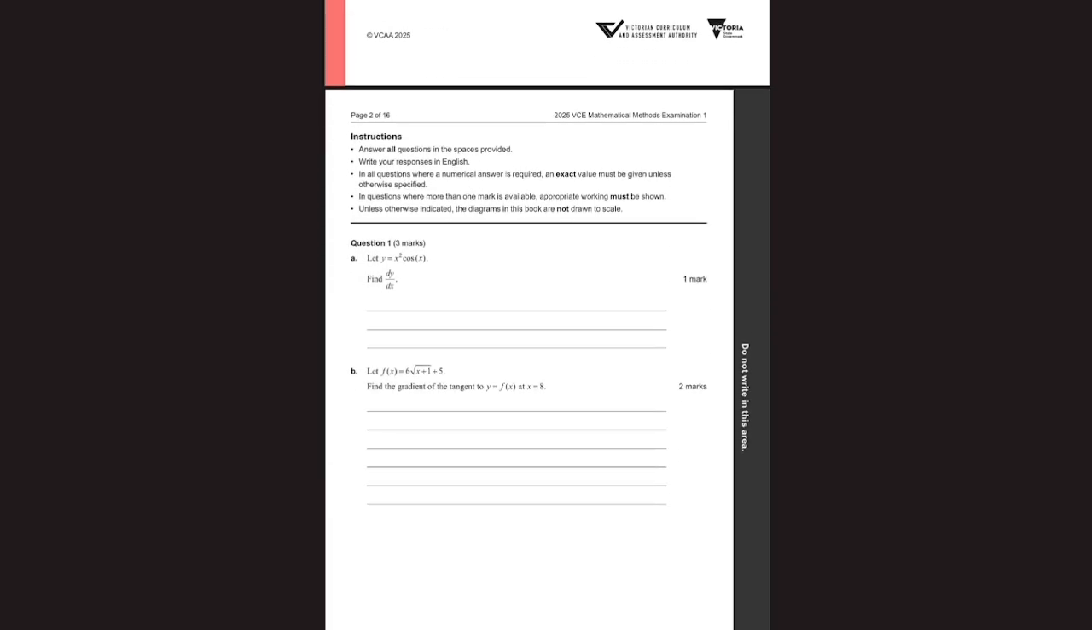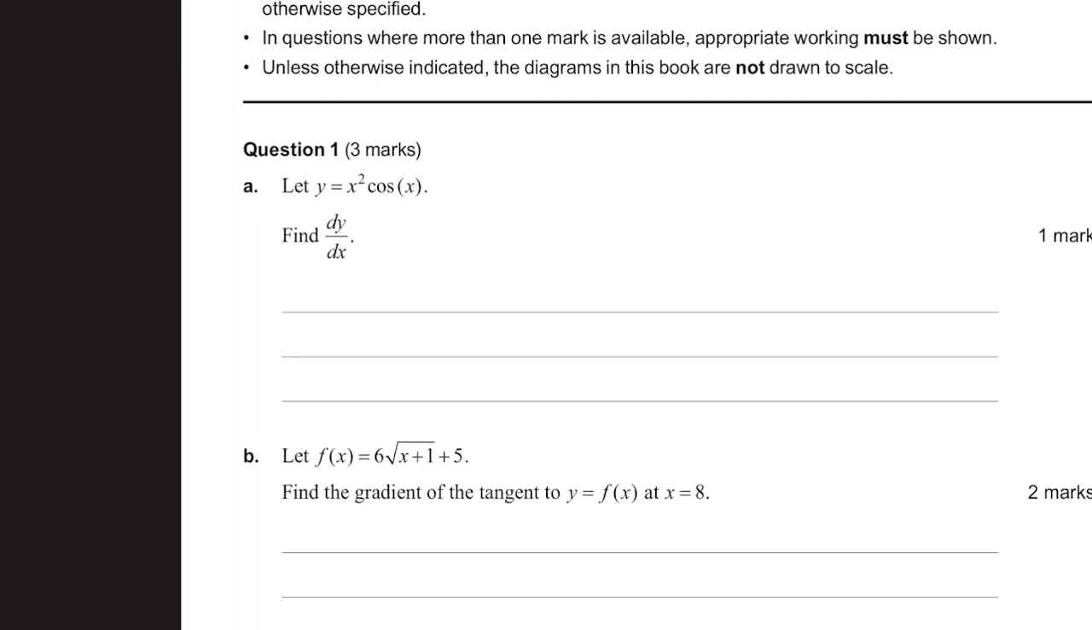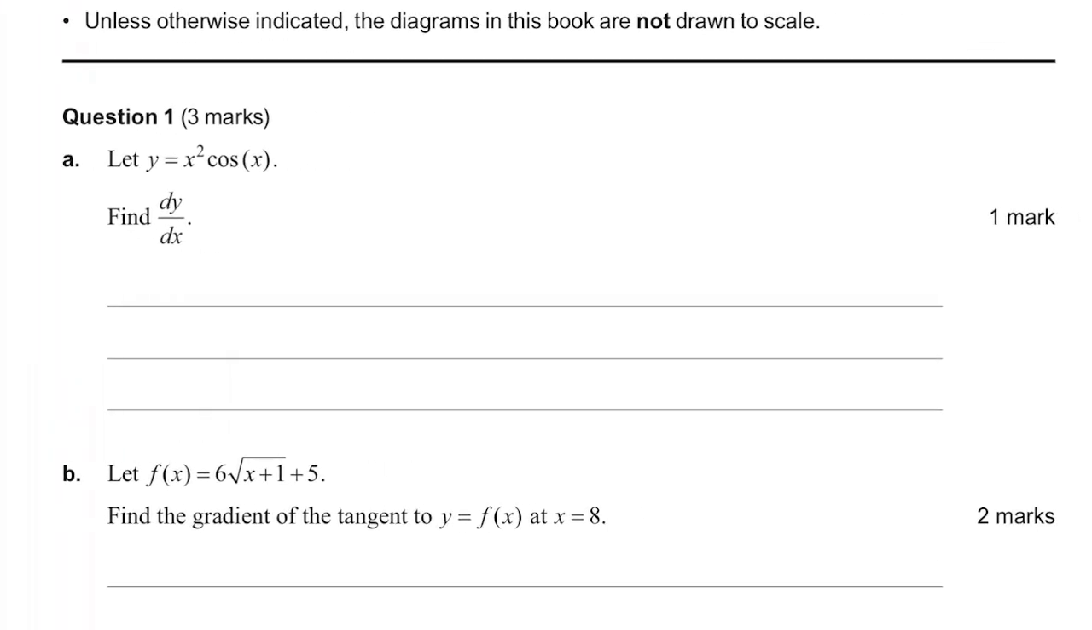So first few questions, just like usual, we've got some nice and simple differentiation. First one here is going to be our product rule. So with this sort of thing, I'll write it all out, but we should be able to do this pretty quickly. So I'll call the x squared f of x. I'll call the cos x a g of x. So I know that f dash of x is going to equal 2x. I'm going to know that g dash of x is equal to negative sine x.